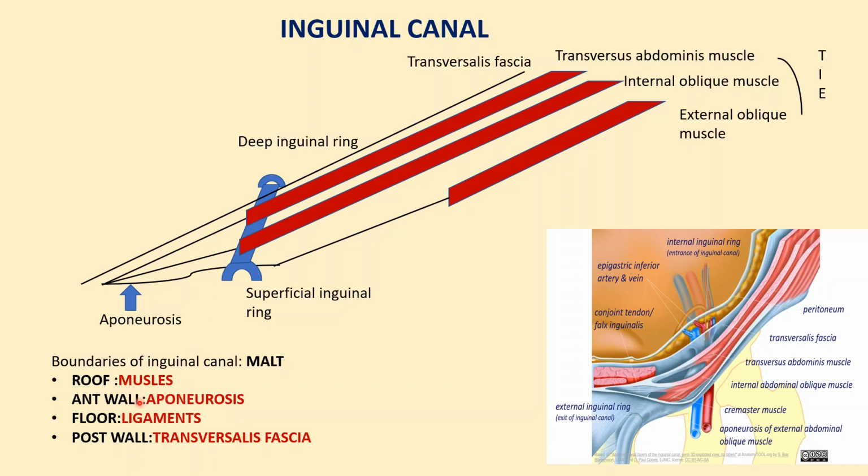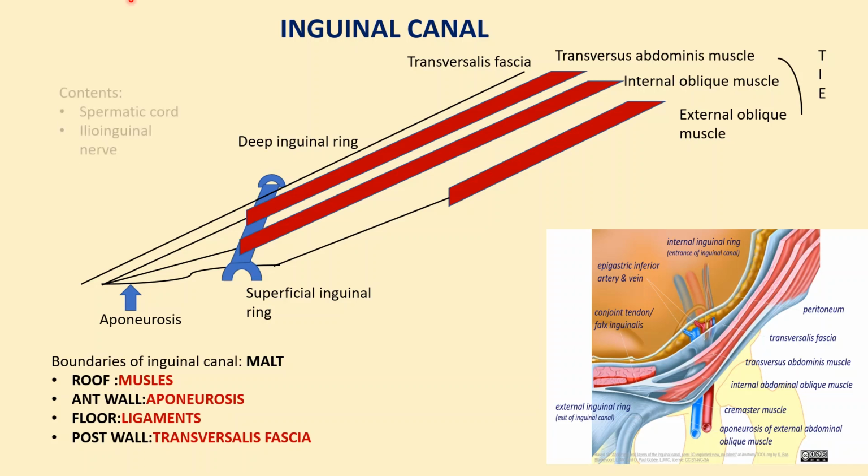Then is the anterior wall. The anterior wall is formed by the aponeurosis of the external oblique muscle and a little bit of the internal oblique muscle. Then is the floor. The floor is formed by the ligaments, which I haven't shown in this diagram. The base of the inguinal canal is made by two ligaments, the lacunar ligament and the famous inguinal ligament. Then is the posterior wall. The posterior wall is formed by the transversalis fascia. Look, here is the posterior wall.